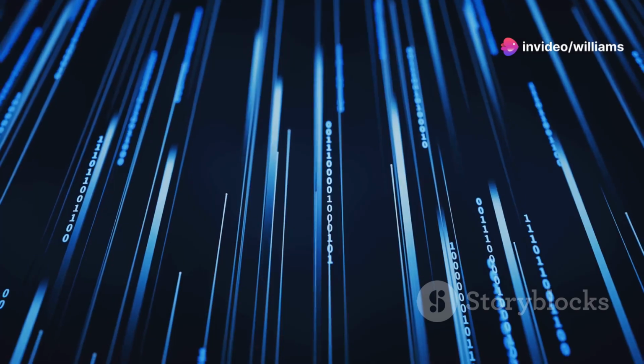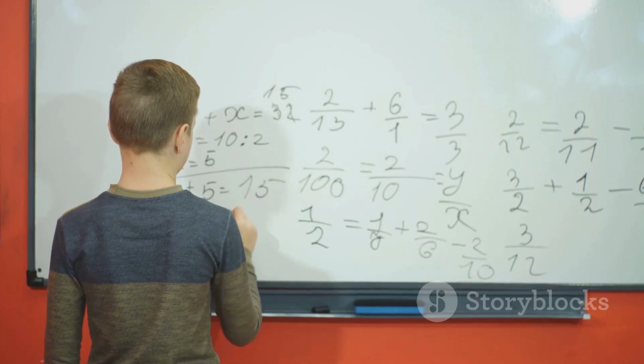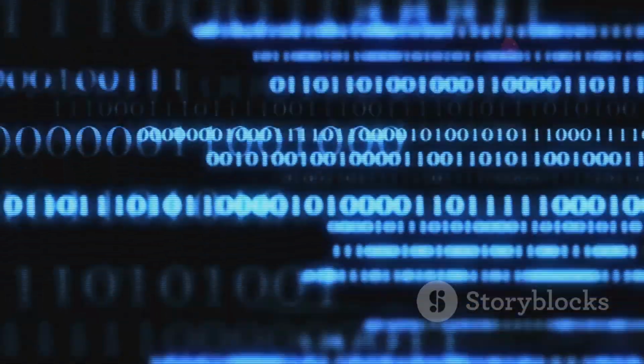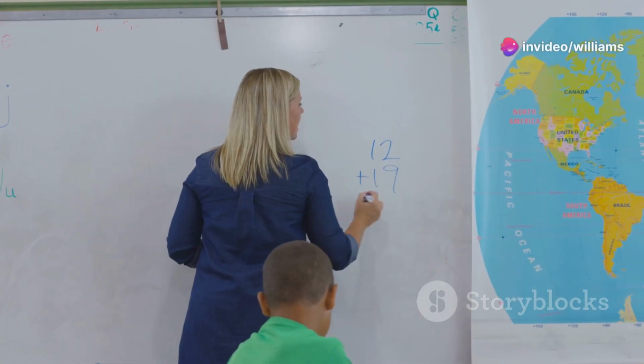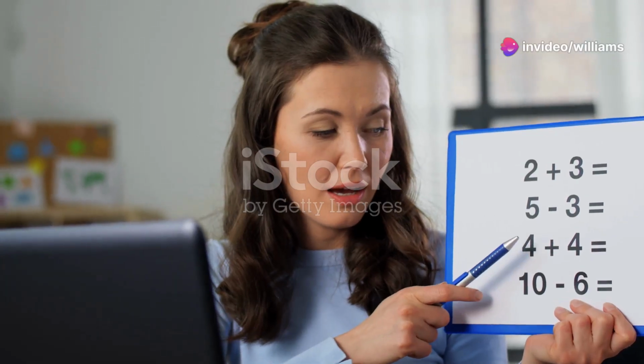In 2's complement, the leftmost bit of a binary number represents the sign. If it's 0, the number is positive. If it's 1, the number is negative. To find the 2's complement of a binary number, we follow these simple steps. 1. Invert all the bits. Change zeros to ones and ones to zeros. 2. Add 1 to the result.